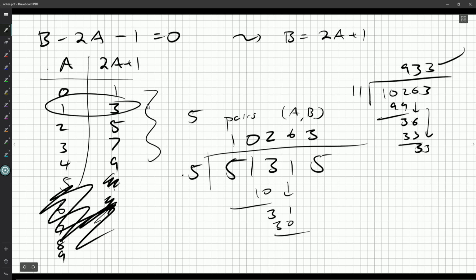Okay? So we get 5 different pairs. I'm just going to highlight this for easier lookup a little later. So 5 different possible A and B, and all of these would work. So 5, 4, 9, 4, 5 is a multiple of 55. Okay. But then there's the possibility that B minus 2A minus 1 is negative 11.